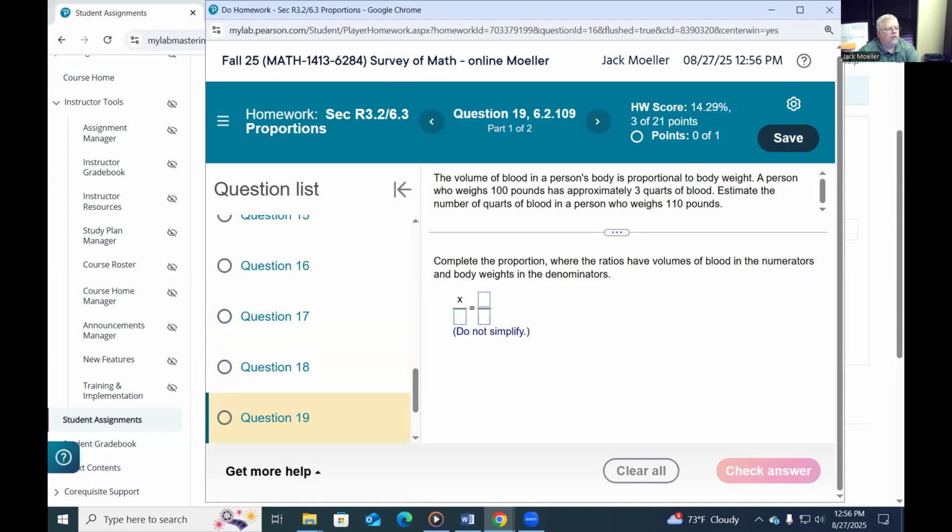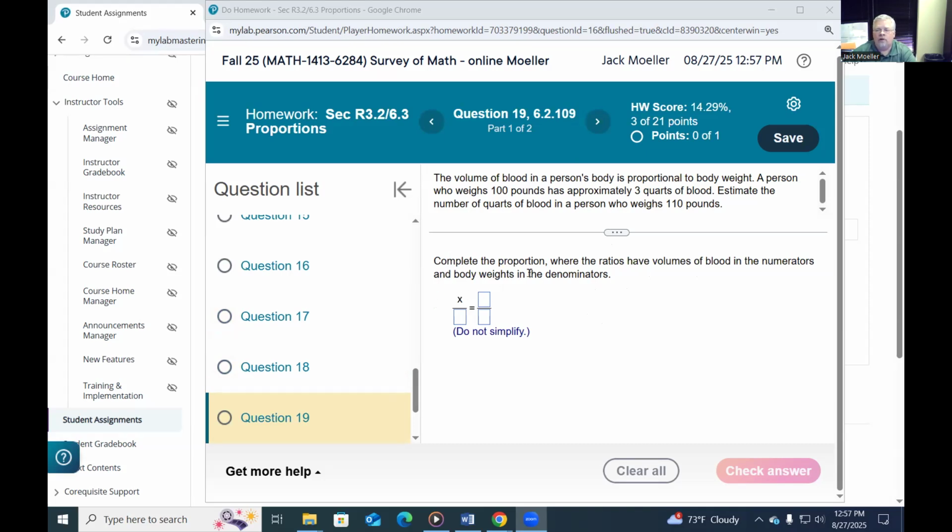All right, so here is my number 19. The volume of blood in a person's body is proportional to the body weight. A person who weighs 100 pounds has approximately 3 quarts of blood. Estimate the number of quarts of blood in a person who weighs 110 pounds. So this one says complete the proportion where the ratios have volumes of blood in the numerators and body weights in the denominators. In this particular problem, they want you to do the setup first. When it says do not simplify, they don't want x equals. They just want you to set up the proportion.